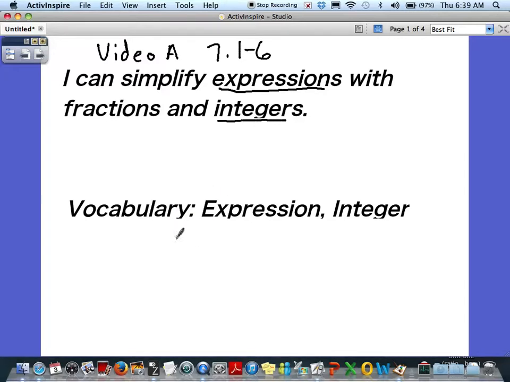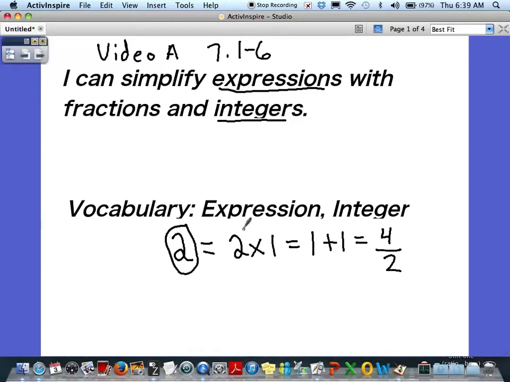An expression is something that expresses a number. For example, I've just written down the number 2, but I can express the number 2 in many different ways. I can say 2 is 2 times 1. I can say 2 is 1 plus 1. I can say 2 is 4 divided by 2. So I'm going to circle the expressions that I see here. Here's an expression of 2, here's an expression of 2, and so on.